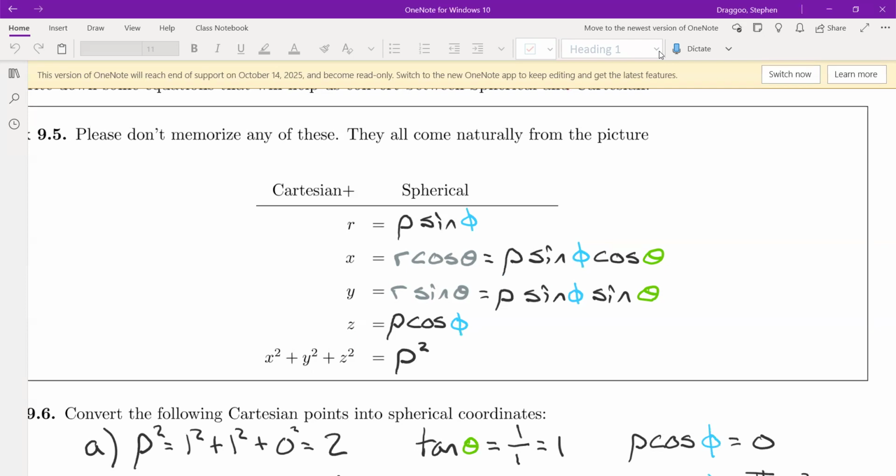So now it's going to be a rho sine phi on both x and y. And again, that sine phi is coming from converting our cylindrical r to our spherical rho. So that's where the sine phi comes in from. And then we leave cosine phi to talk about the z value.